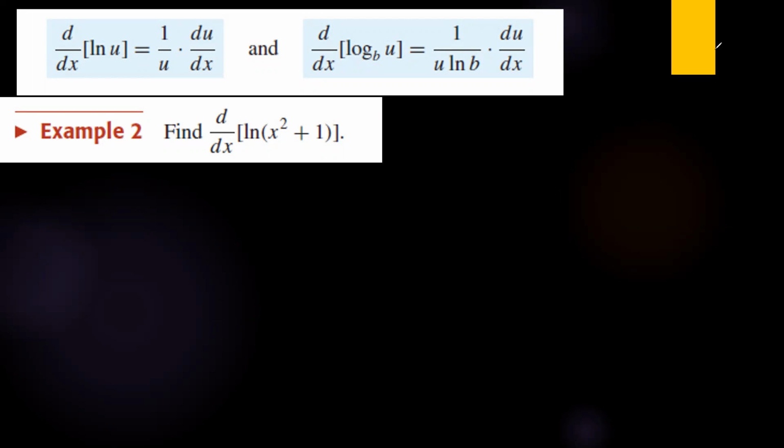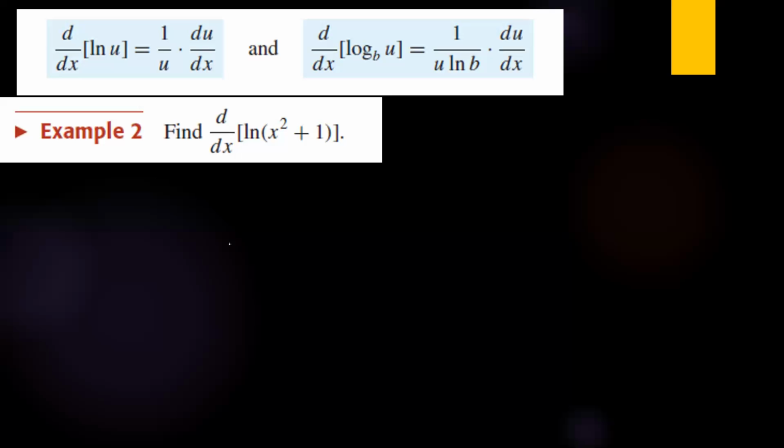And also for the logarithm here, if we have logarithm to the base b of u, it will be 1 over u ln b times the derivative of u with respect to x.